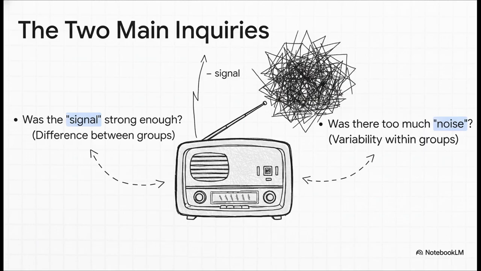Imagine you're trying to tune an old radio. First, you have to ask, was the signal strong enough? That's the music you're trying to hear, the difference between your groups. But then you also have to ask, was there too much noise? You know, all that static and fuzz? If the music is too quiet or the static is way too loud, you're never going to hear the song. That's our framework right there.